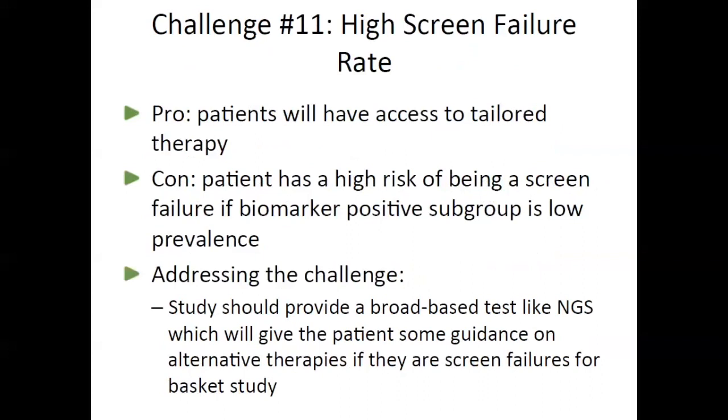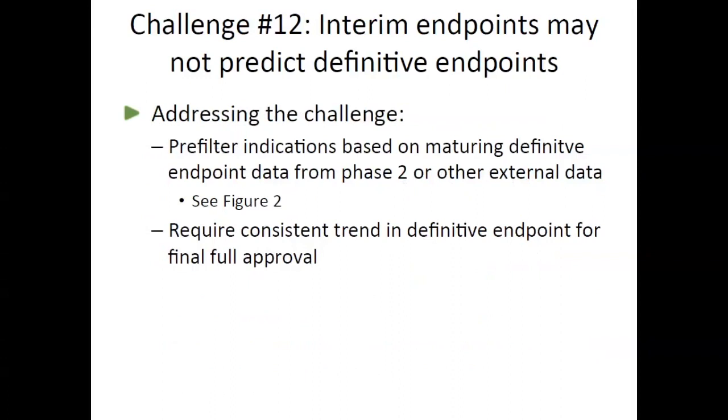There's going to be a high screen failure rate if your biomarker has a low incidence, and most of the patients will have gone through the time and energy to try to get into the trial, and they'll be rejected. And they don't have time to waste, obviously, they have cancer. So we recommend providing broad-based testing like next-generation sequencing, which will give them some guidance on what they will be eligible for. Finally, interim endpoints may not predict definitive endpoints, but we recommend pre-filtering the endpoint based on external data, or pre-filtering the indications based on external data, or even maturing definitive endpoint data from phase two in your own development program, so that you can have some of the definitive endpoint incorporated into your adaptation.